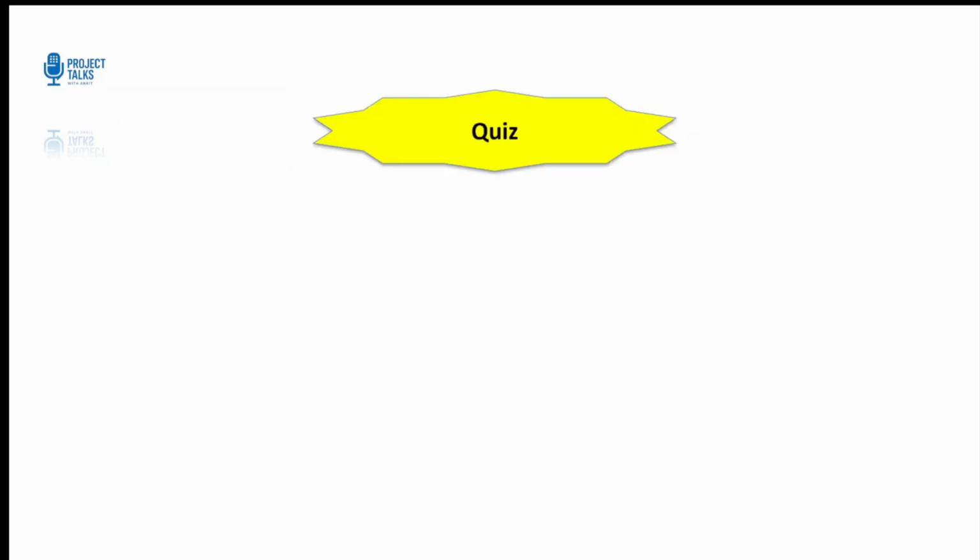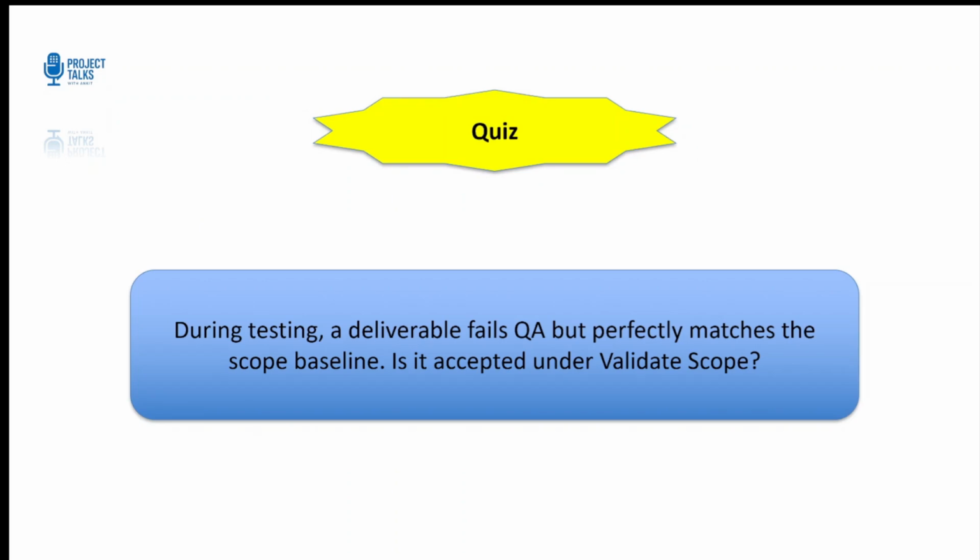All right, it's quiz time now. Now, here's the one that trips people up. During testing, a deliverable fails QA but perfectly matches the scope baseline. Is it accepted under validate scope? Comment yes or no and why.